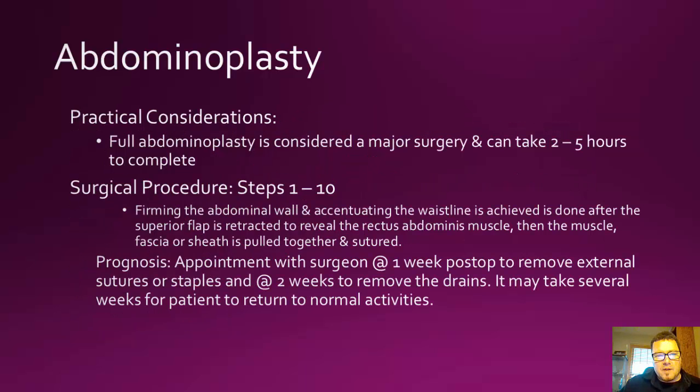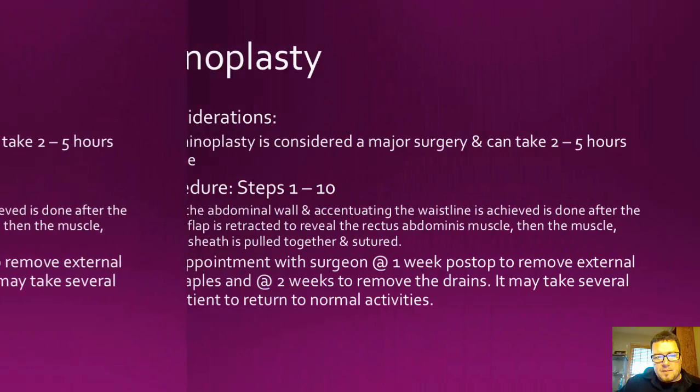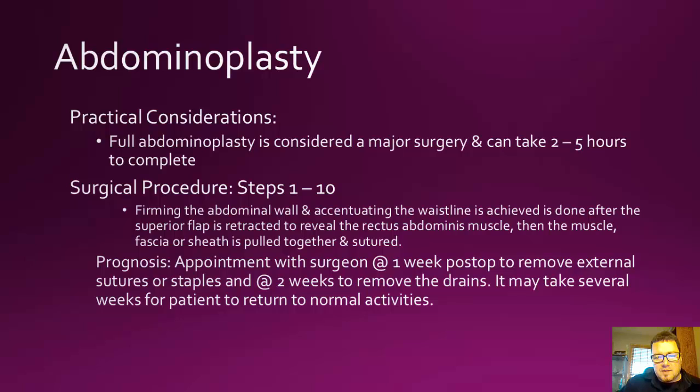Supine position, general anesthesia. These can take 2 to 5 hours. It's kind of a longer procedure. It is considered major surgery. We're firming the abdominal wall and accentuating the waistline. The muscle is actually pulled together and sutured to tighten up that abdominal area. As you can imagine, we went over this procedure in class. These patients are going to be quite sore after this, and it may take them several weeks to return to normal activities.